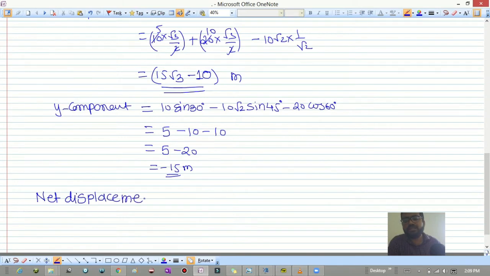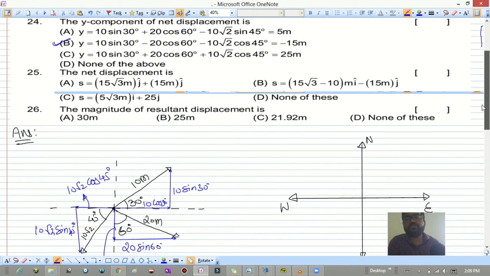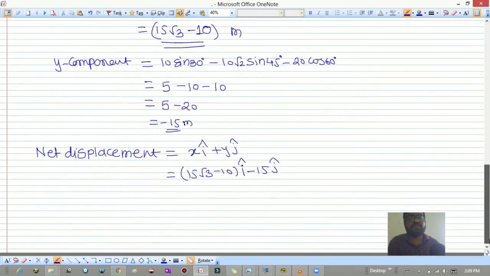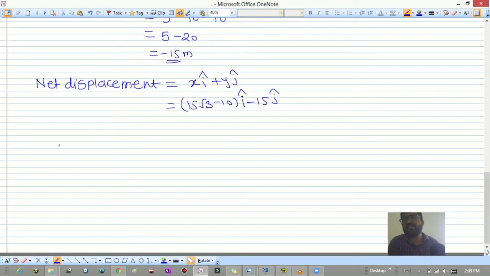Net displacement I am writing over here, and that is equal to x i hat plus y j hat. So what is x over here? 15 root 3 minus 10 i hat minus 15 j hat, and this is given in option B, isn't it? Now we have to take the magnitude of resultant displacement.